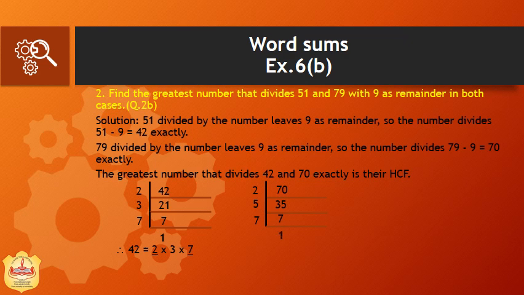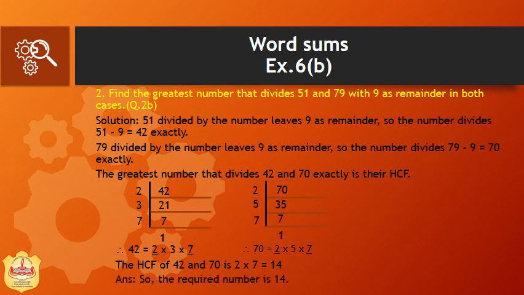So what are the factors or the prime factors of 70? Let's see. 2, 5, 7. So 2 multiplied by 5 multiplied by 7 is equal to 70. Now children, what are the common factors? 2 multiplied by 7. In both the cases, 2 multiplied by 7. So the greatest number that divides 42 and 70 exactly, or the HCF of 42 and 70 is 2 multiplied by 7 is equal to 14.